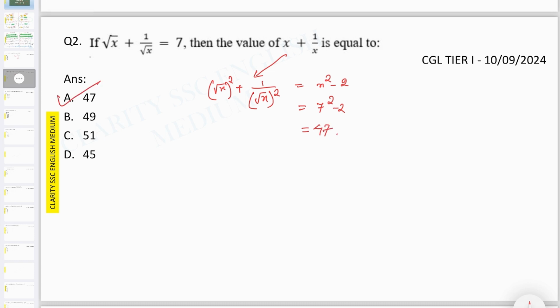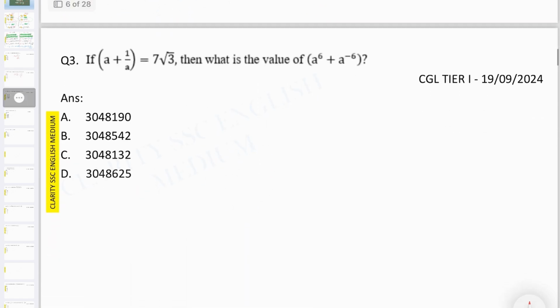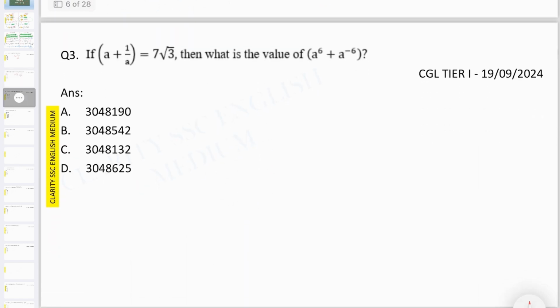Let's see the questions one by one. A plus 1 by a is 7 root 3. Then we need to find the value of a to the power 6 plus a to the power minus 6. This expression is nothing but a to the power 6 plus 1 by a to the power 6. We have discussed this also. This is the product of square and the cube minus n. So first, let me write this.